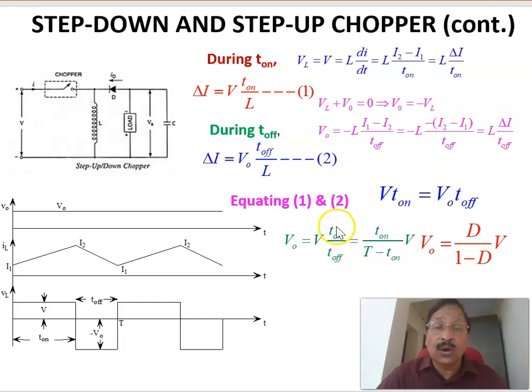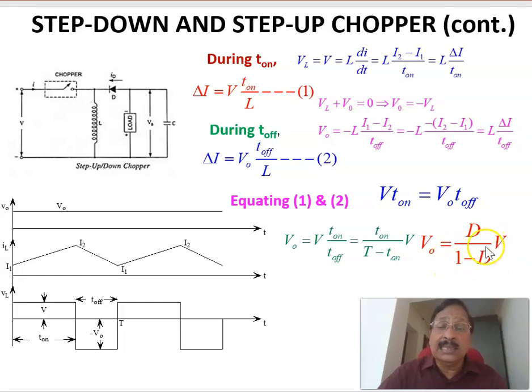Or we can get V0 equal to V into T on divided by T off, or again T on and T off, T off equal to T minus T on, so T on divided by T minus T on, into V. Dividing by T here, T on by T is D, so D by 1 minus D into V. Or V0 equal to D by 1 minus D times V. This is the relation between the output voltage and input voltage. V0, the output voltage, equal to D by 1 minus D times V.